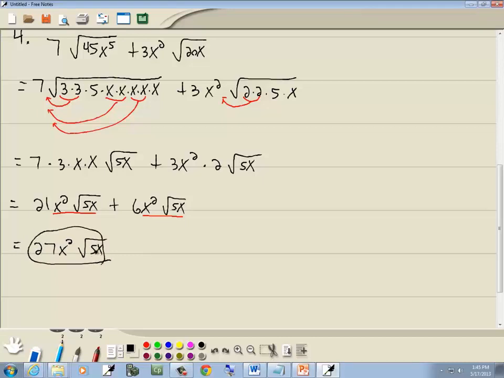Again, it should be called something like a like items property. It's more than just like radicals, like terms. It's anything. If they're the same, you can add or subtract the numbers that are in front.